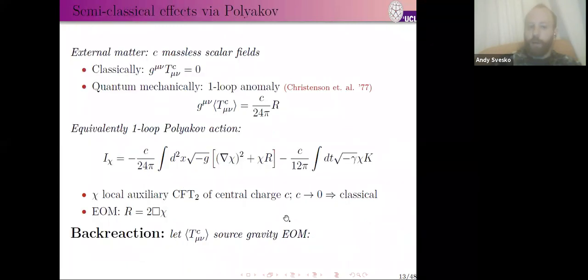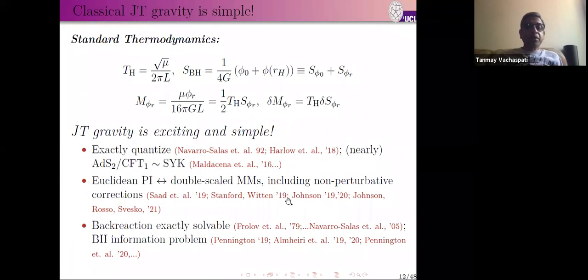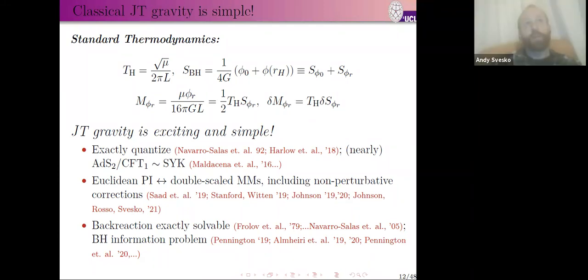Okay. Can I interrupt? When you say backreaction is exactly solvable, you mean in the semi-classical approximation? Yes, so I mean that we'll be able to write down the semi-classical gravitational equations of motion and then exactly solve those solutions, exactly solve that equation. So yeah, you're correct. It's in the semi-classical approximation. Okay.